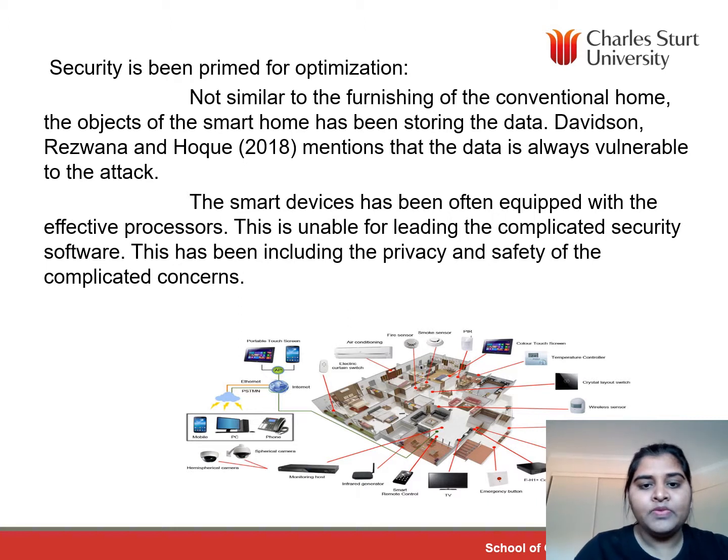attack. These smart devices are often equipped with weak processors. This makes them unable to run complicated security software. This includes complicated privacy and safety concerns. These are the two main issues that are very helpful to solve through IoT in smart houses.